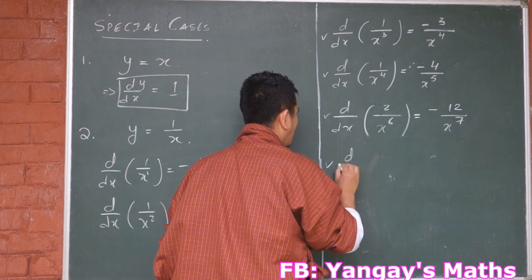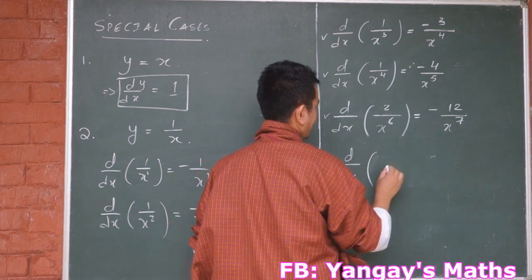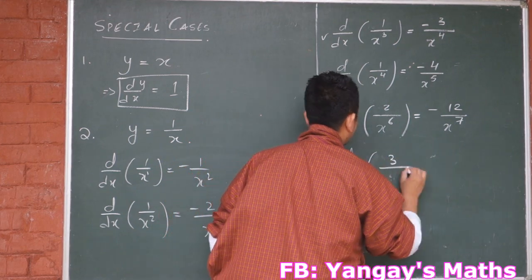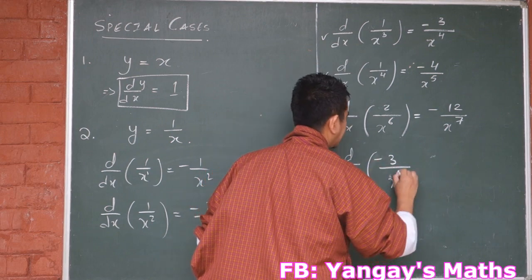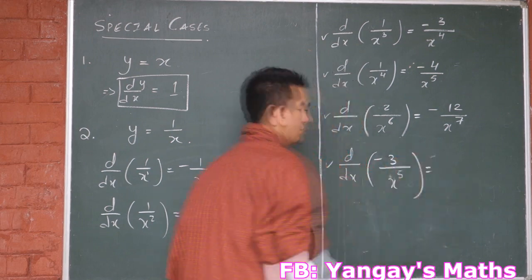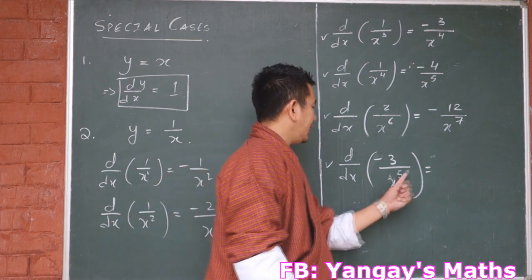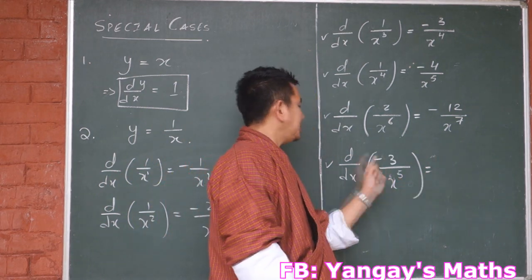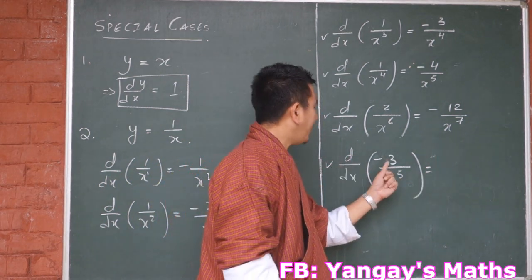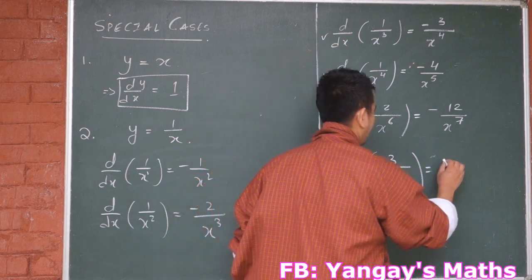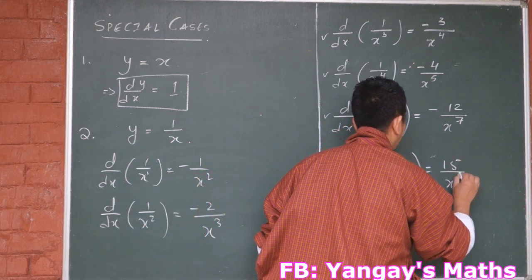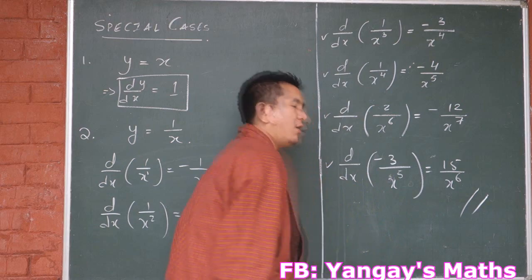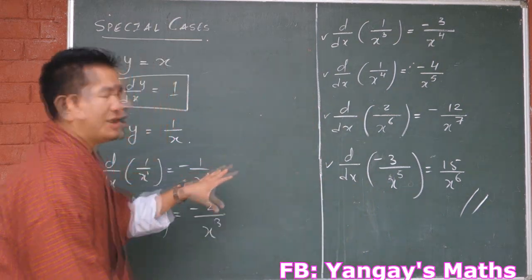Similarly, let me go one more. Differentiation of negative 3 divided by x to the power 5. What will be the answer? The answer will be negative. That negative and this negative becomes positive. 5 times 3 becomes 15. 15 divided by x to the power 6. I hope you got this one.